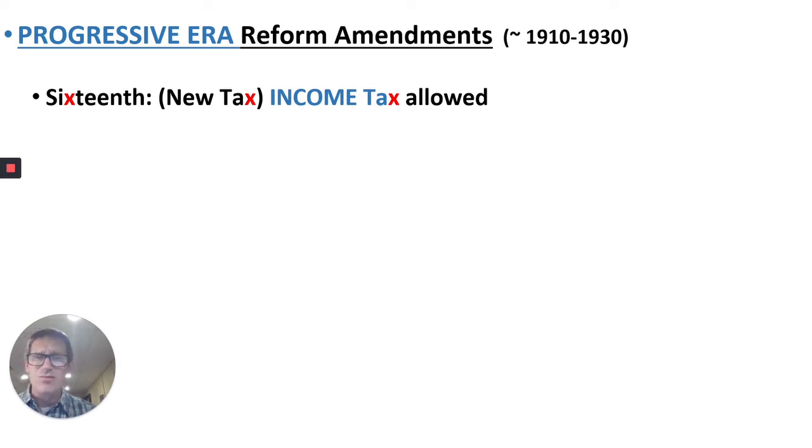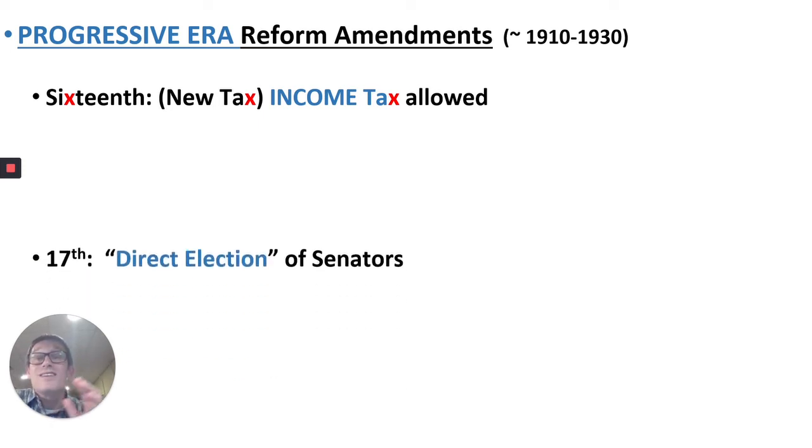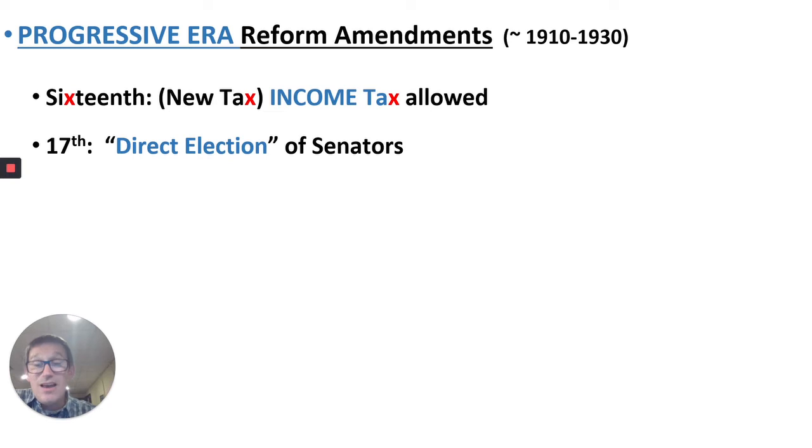How do you remember that? Remember that letter X. There are not many words with the letter X, but tax does and 16 does too. Now, as we move along to the 17th Amendment, what the 17th Amendment is going to do is allow for the direct election of senators.